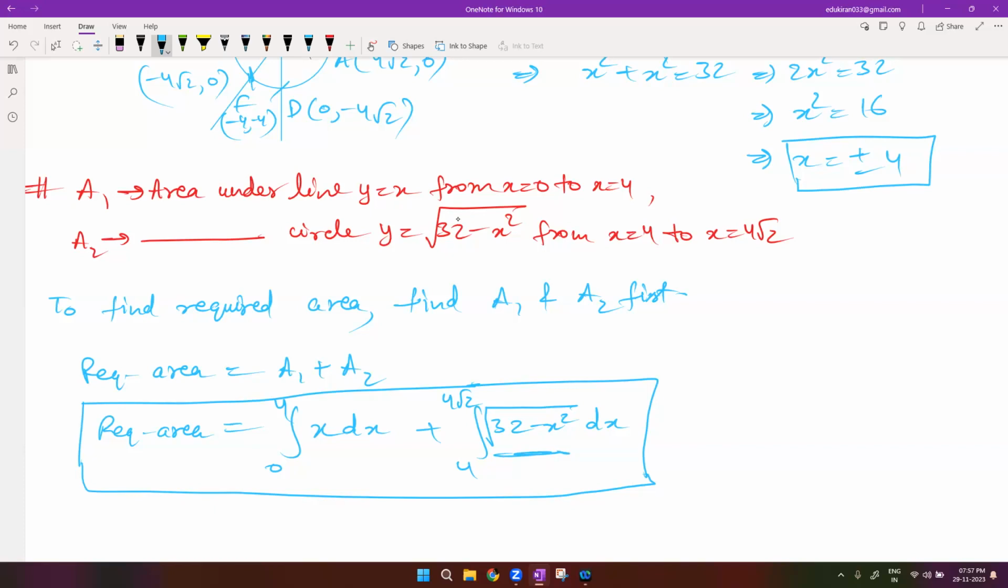This is direct integration, x square by 2. So we can solve this. That shouldn't be a problem. The problem is how to visualize the area that we need to find out. Please feel free to ask me your questions.